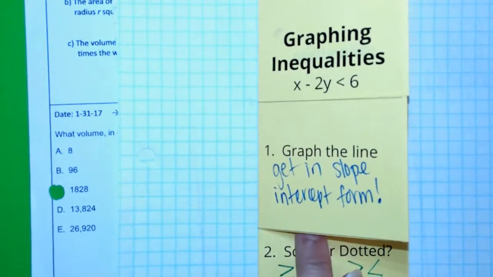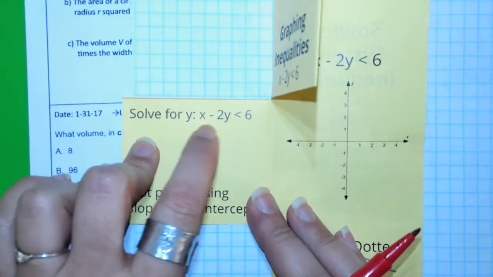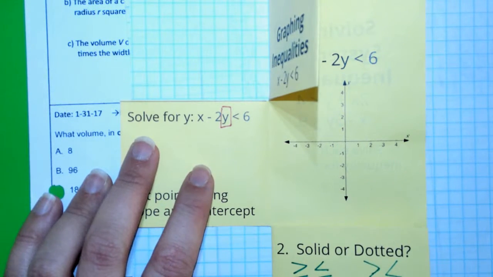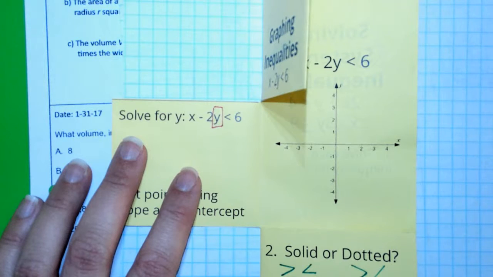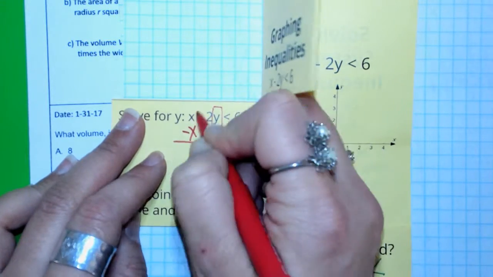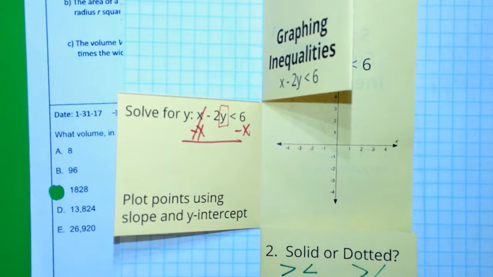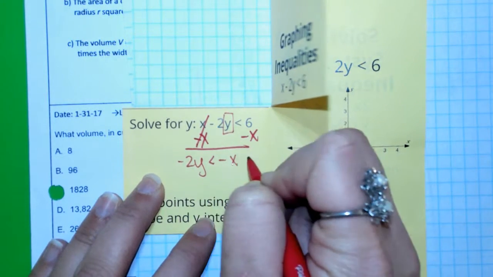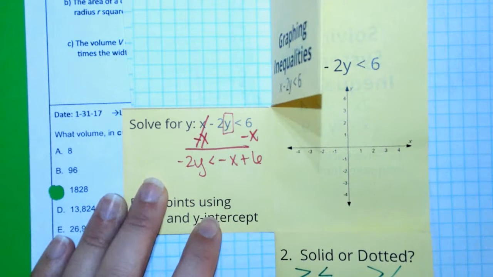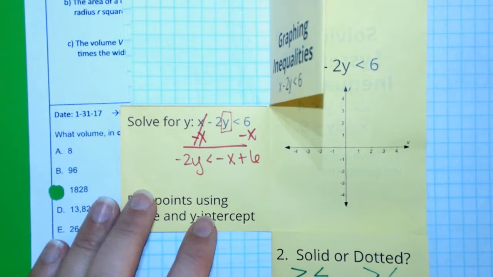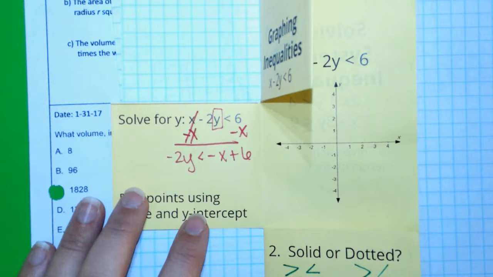Okay. Alright, so let's open our second flap where it says graph, and we're going to solve this guy for y. So right here, we're trying to get y by itself. Who can tell me what to do first? Add x? It's subtract, because it's a positive. So subtract x from both sides. Does everybody see how I did that? Yes. Okay. And then I get negative 2y is less than negative x plus 6. Is everyone with me?